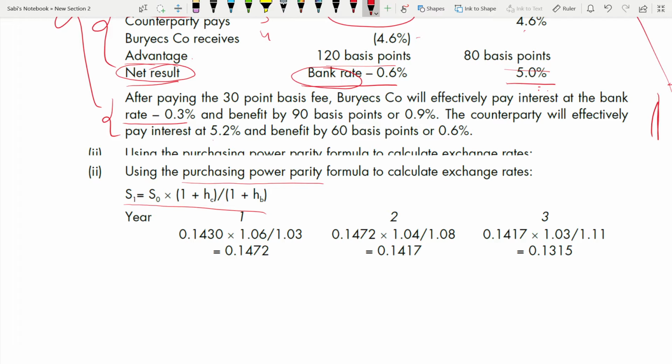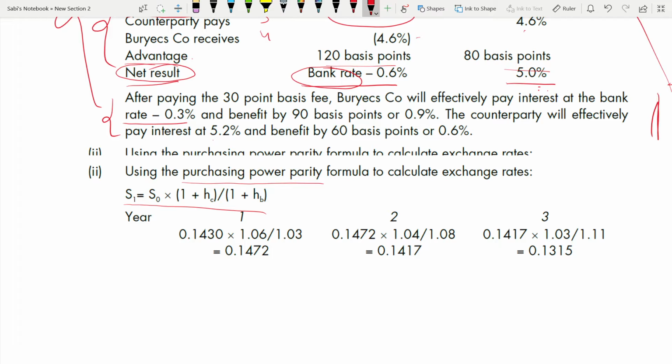I'm sorry. It is the purchasing power parity formula, not the Fisher equation. You cannot use the Fisher equation. This is the international net present value we are finding, so you cannot use it. Here we have to use the purchasing power parity. I'm sorry for that.